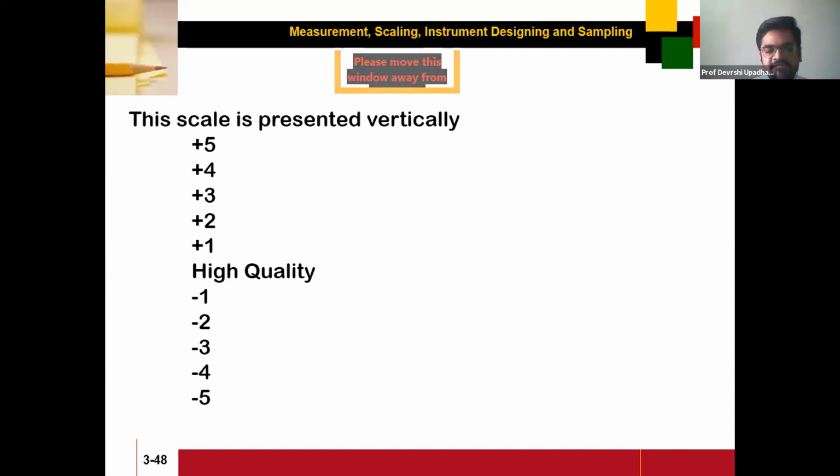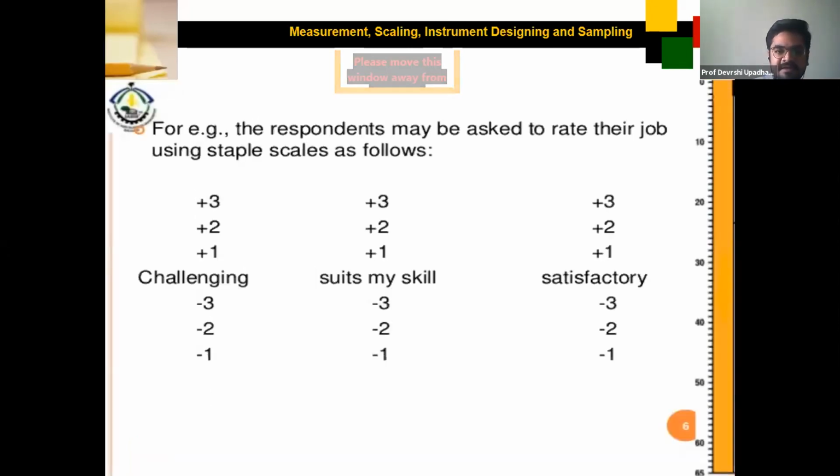Let's see how. This scale is presented vertically. From the top, it is given +5, +4, +3, +2, +1, which is the high quality end, and then -1, -2, -3, -4, and -5. It is given from top to bottom, which is called vertical. So the Stapel scale is represented vertically, with 10 scale points. You can frame this question based on the interest given to you.